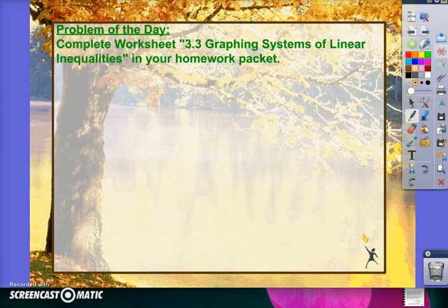All right, so today's lesson, problem of the day: complete worksheet 3.3, graphing systems of linear inequalities, in your homework packet. It's a front and back page. So make sure you graph that, and then we'll continue on with the lesson.